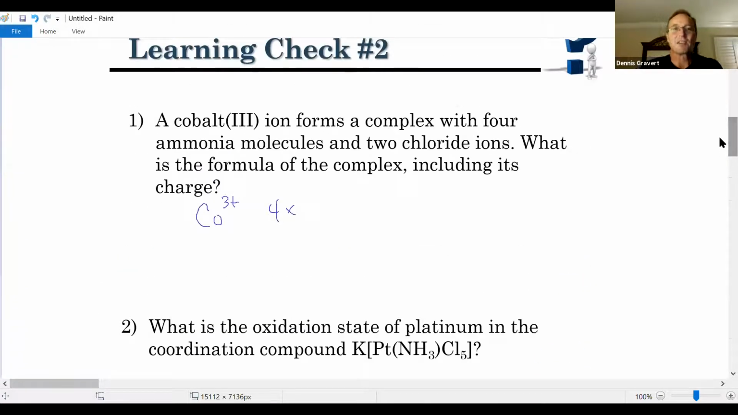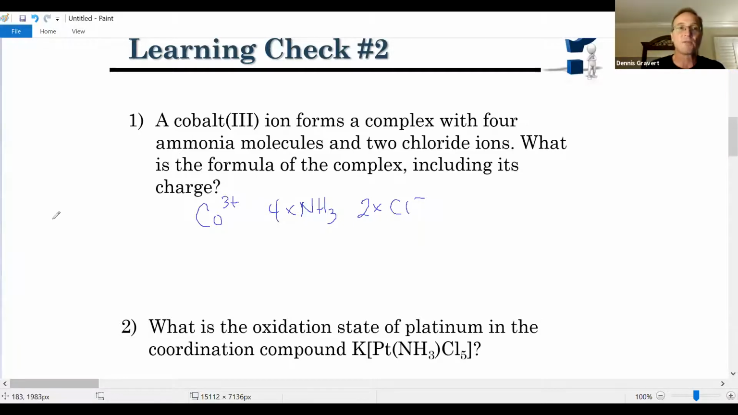Okay, so what have we got? We've got 4 ammonia molecules. So you're looking at the top of the sample test. If this was an exam question, look at the top of the exam. You find NH3. And 2 chlorides, well, you should use the periodic table, which you'll get. And you'll be able to predict that the halides are all -1 in their normal ionic state. Okay, what's the formula of the complex, including its charge?